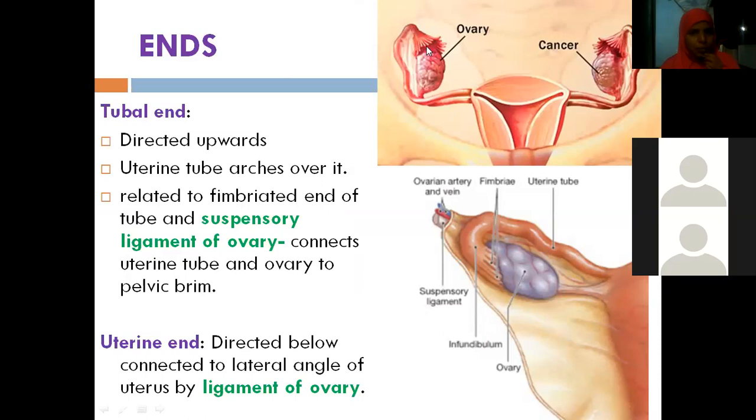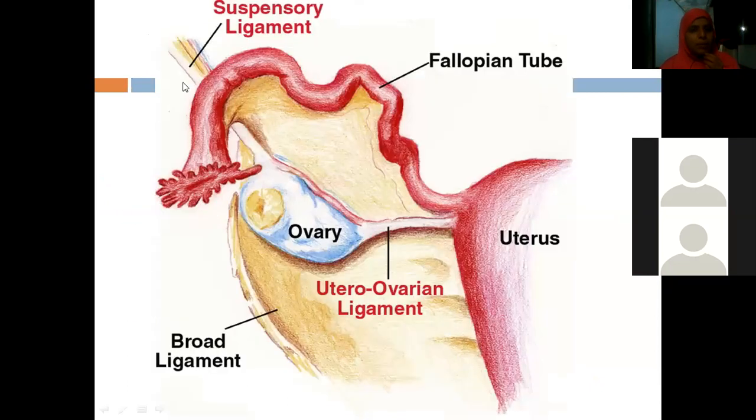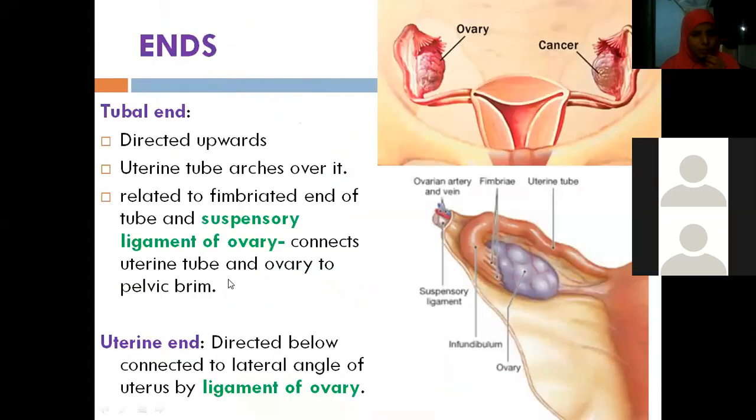Okay, so coming to this upper end or tubal end, that is directed upwards. Okay, and you can see the uterine tube or fallopian tube is arching over it. Can you see the finger-like projections? These finger-like projections are nothing but fimbriae. And here we will have suspensory ligament of ovary, connecting the uterine tube and ovary to pelvic brim. This one is the upper pole, we have suspensory ligament of ovary, which is connecting this upper end of the ovary and uterine tube to the pelvic wall. Laterally it runs. Okay, so this is the upper end.